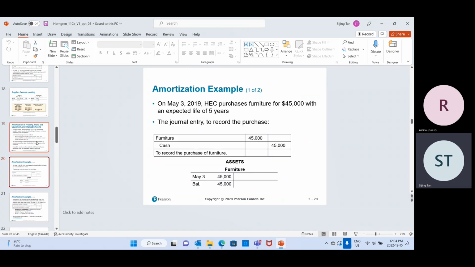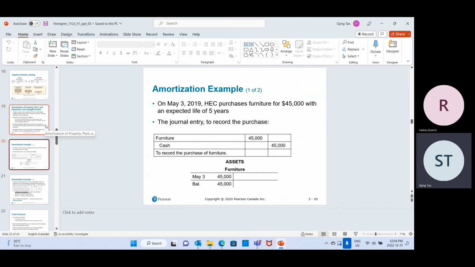Now amortization. Amortization is the allocation of the cost of a capital asset to expense over its useful life. The examples have been given. Amortization is very similar to prepaid expenses in that the asset is recorded when the plant or equipment is acquired, and the asset is expensed as it's used. So it's very similar to prepaid insurance.